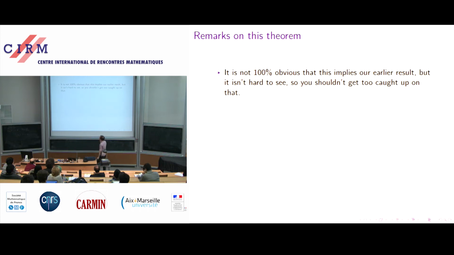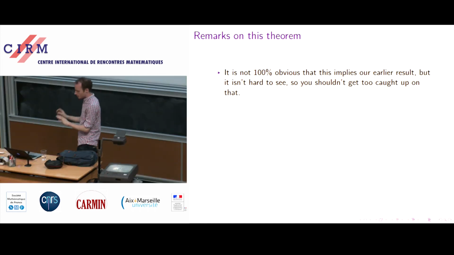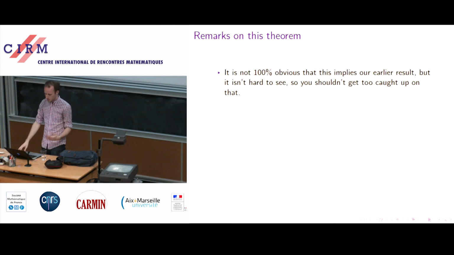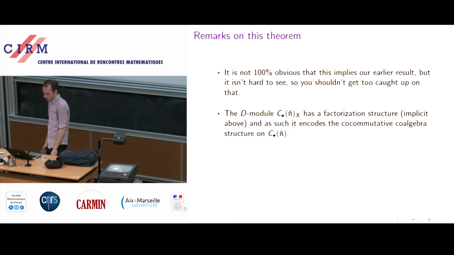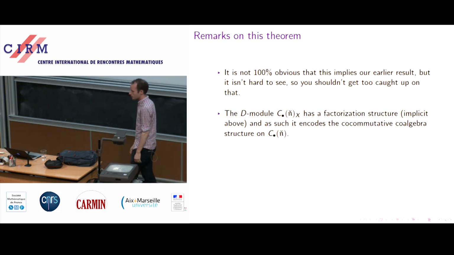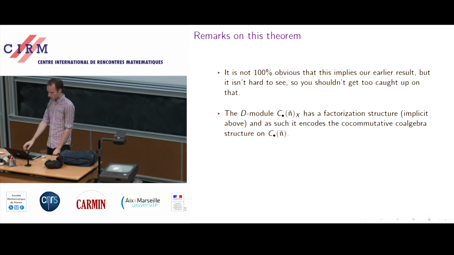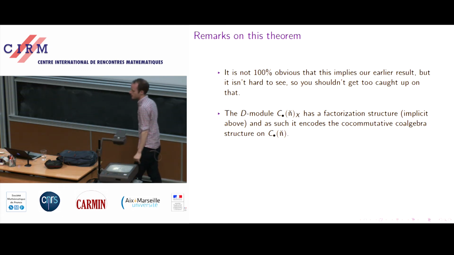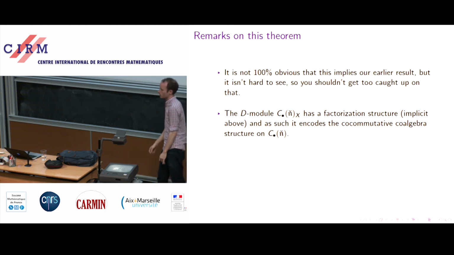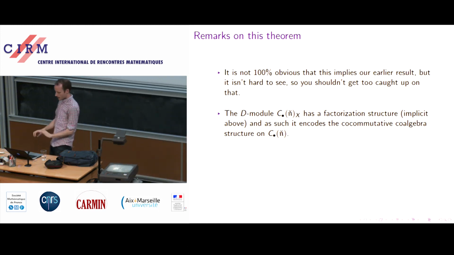OK, so it's maybe not 100% obvious that this implies the more concrete result I said before, but don't worry about it. It's not hard to see, and it's not worth talking about either. OK, so this D module, it has a factorization structure, which I pointed out already. That's the fact that its fibers are described in terms of tensor products. And in a certain technical sense, this encodes the co-commutative coalgebra structure on the homological Chevalley complex. And if you don't like those words, then you don't really need to know what they mean. But I want to point out one of the salient features about it.